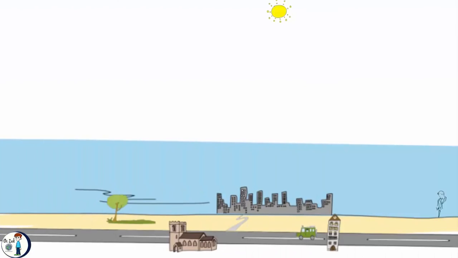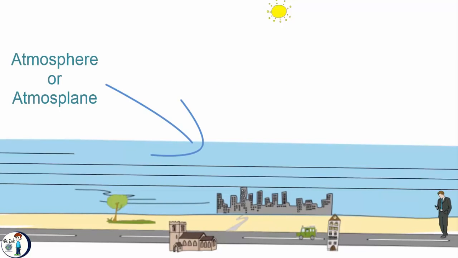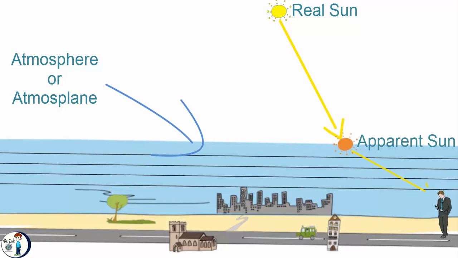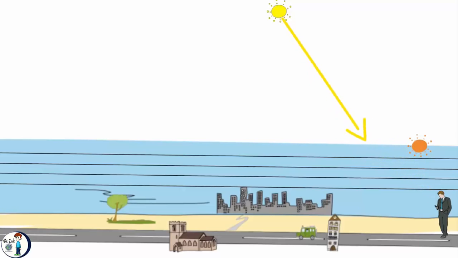Now picture the sun is above you and the last layer of the atmosphere or atmos plane is a lot closer to you than the sun. The refraction will happen until the last layer of the atmos plane, which goes to the ground, right? So looking at the sun from the ground through the atmos plane can make the apparent sun appear lower instead of higher. And if you look at it this way, the apparent sun will appear higher, right?